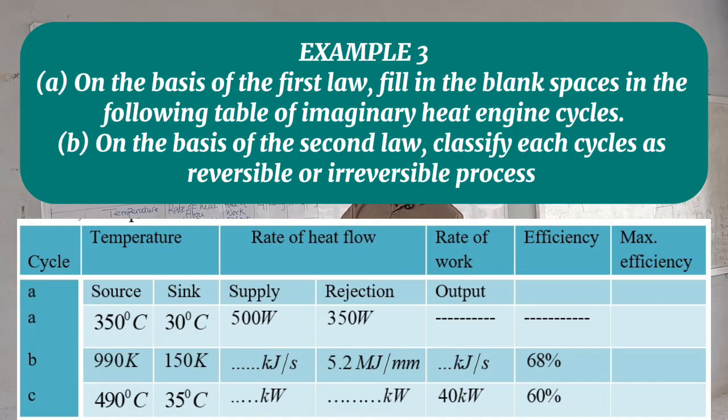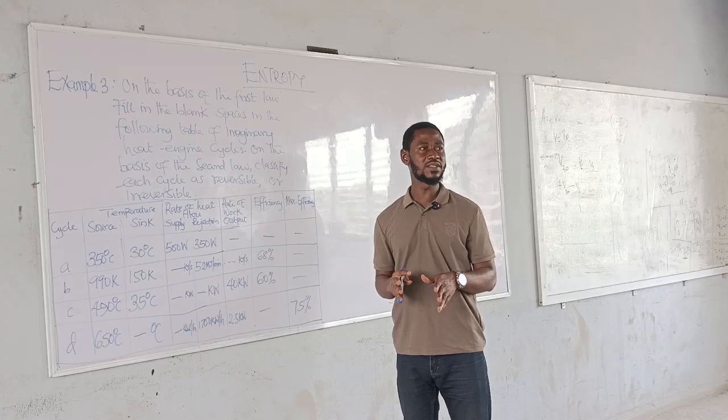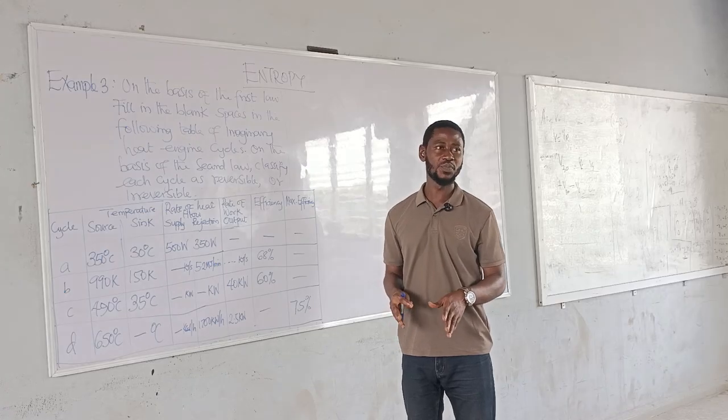For A, we are given the source temperature. We have 2 things here. Under the temperature, we have the source and we have the sink. The rate of heat flow: heat is being supplied and heat is being rejected from the system. Also, we have the rate of work output. All the values are given in the question. The next one is the efficiency, and the last column is the maximum efficiency.